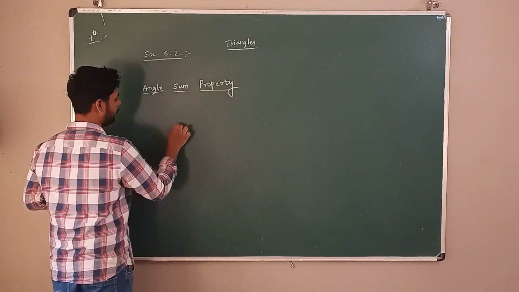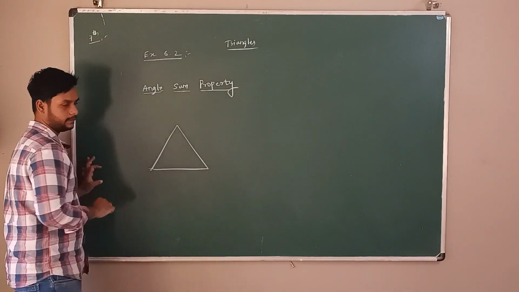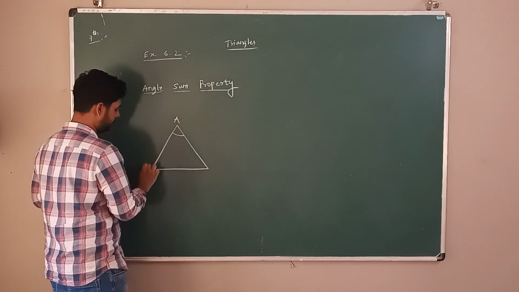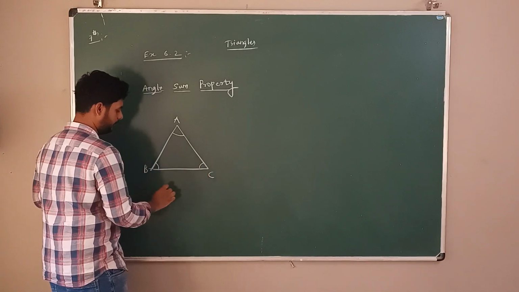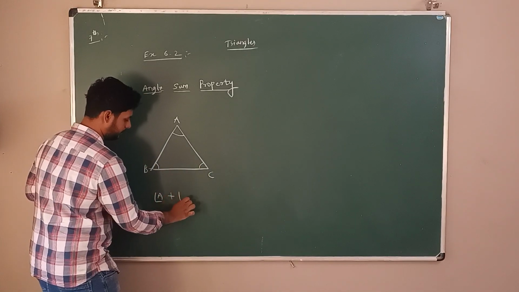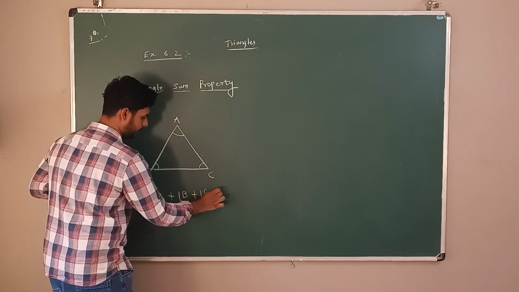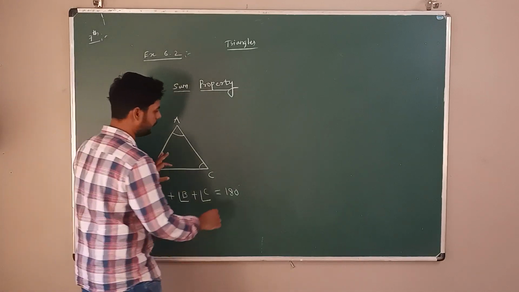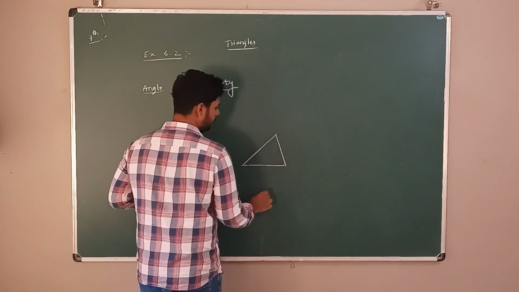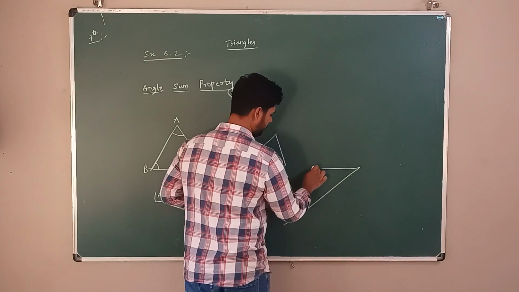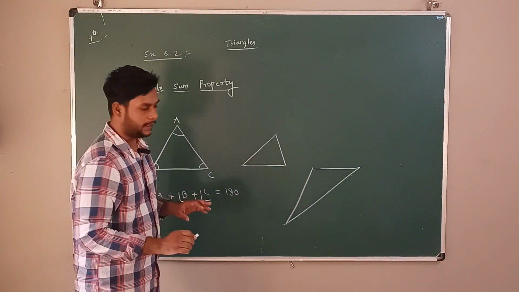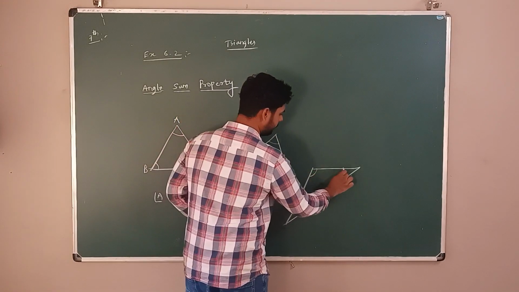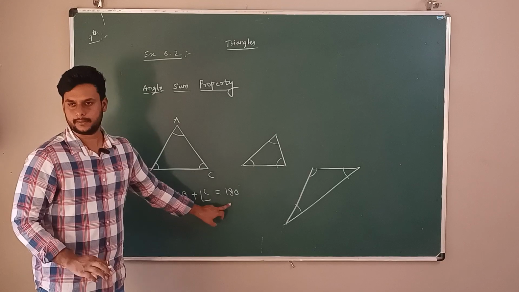Very very simple. If I have a triangle, okay, the triangle has how many angles? Three angles. So let's name that A, B, C. So if you add three of the angles, how much will you get? Very good. You will get 180. This is a magic. Whichever triangle you do, if you add all the three angles, you will get 180.